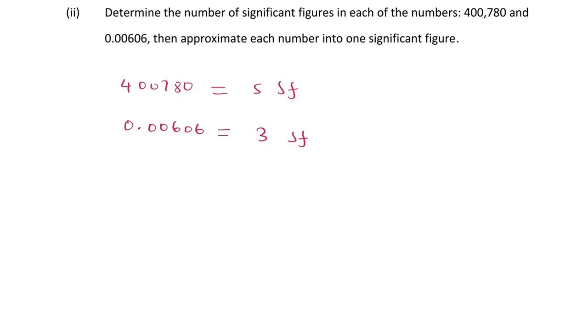Okay, so now let us approximate the numerals. For this one, 400,780, this can be approximated as 400,000 to one significant figure. And for this one, 0.00606 can be approximated as 0.006 to one significant figure. And those are going to be our answers.